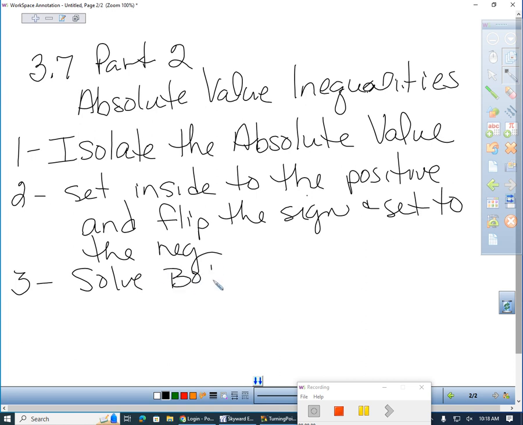Again, we talked about this yesterday. Anytime you have an absolute value, you're going to have 2, no matter what. Step 4, graph. Step 5, write the interval notation.